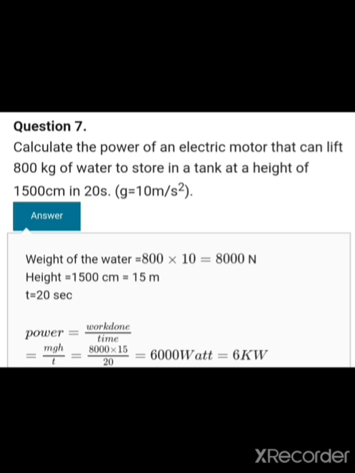If we have a large amount of power, we can convert it into kilowatt. So we will divide it by 1000 and we will get here 6 kilowatt.